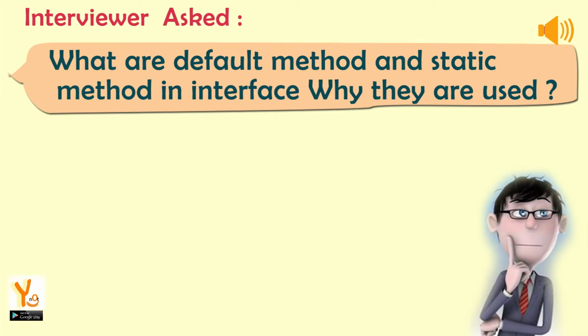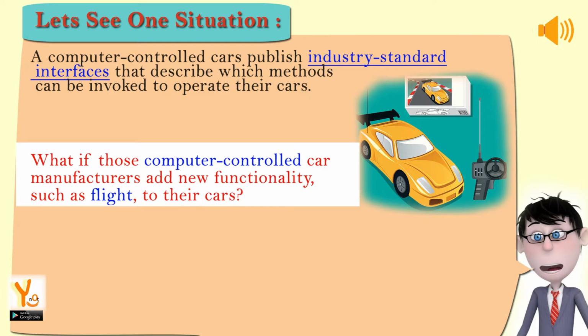What are default methods and static methods in an interface, why are they used? Let's see one situation. Computer-controlled car manufacturers publish industry-standard interfaces that describe which methods can be invoked to operate their cars. What if those manufacturers add new functionality, such as flight, to their cars?